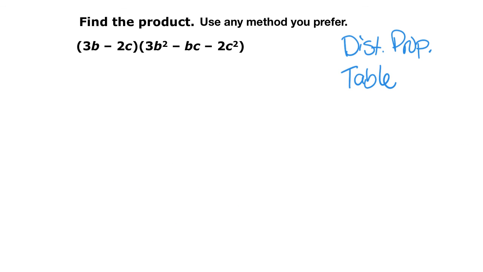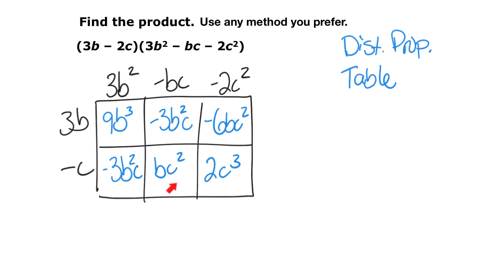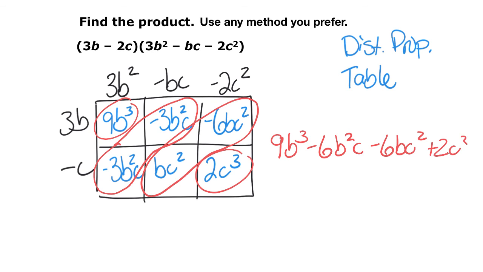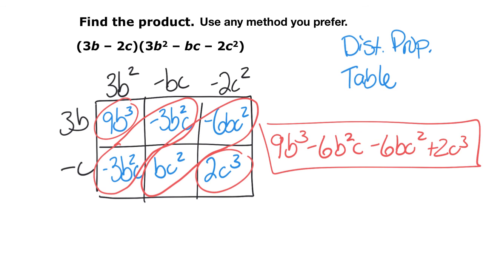All right, here's one for you to try on your own. Multiply this out. You can use either the distributive property or set up a table, whichever way you want. So I used a table. You can see that right there. And now when I'm combining like terms, again, they are a little bit organized. So I have my 9b to the third here. Here I have like terms because they have the same variables with the same exponent. So it's negative 6b squared c. Here's some more like terms, same variables, same exponent. So it's negative 6bc squared. And then positive 2c to the third. So there it is, all multiplied out.